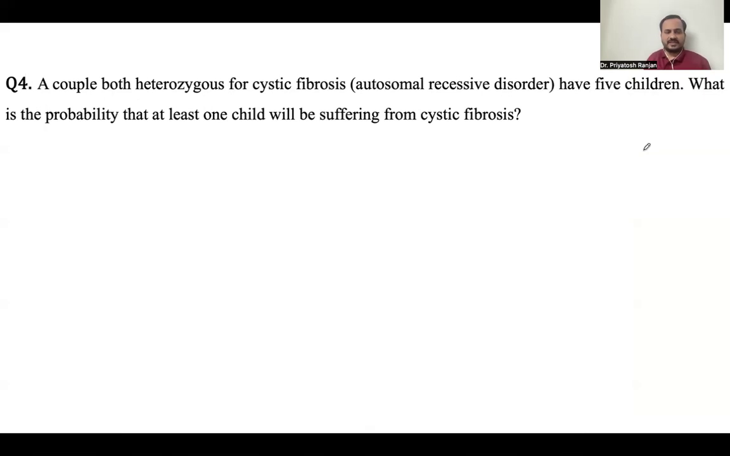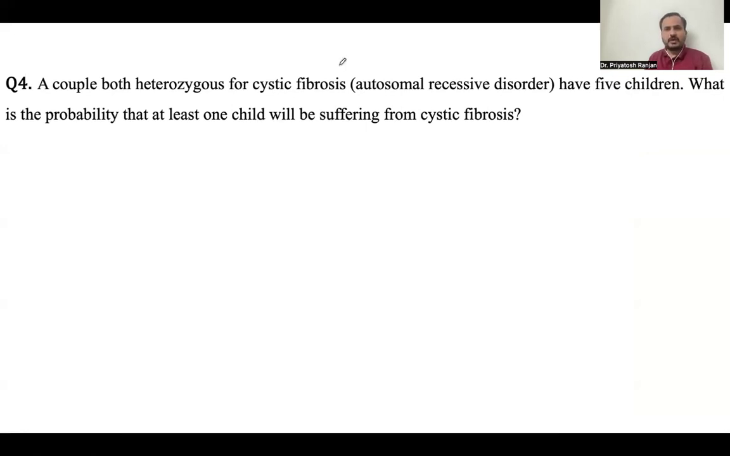What is given here is a couple, both heterozygous for cystic fibrosis, who have 5 children. So it is already mentioned that the couple has 5 children. What is the probability that at least one child will be suffering from cystic fibrosis?